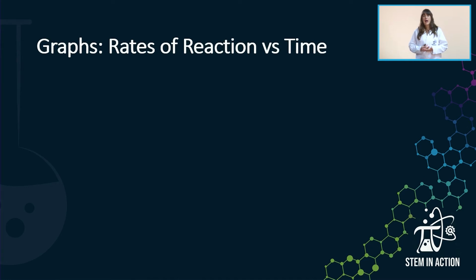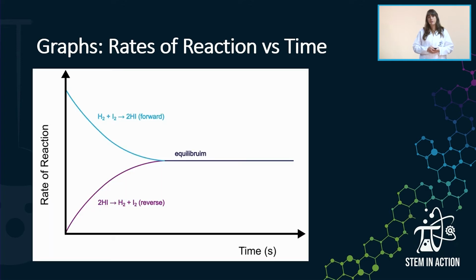So how will this most often be seen in exams? Most often we'll have a look at our graphs, and we have two main types of graphs. The first one is the rate of the reaction versus time.